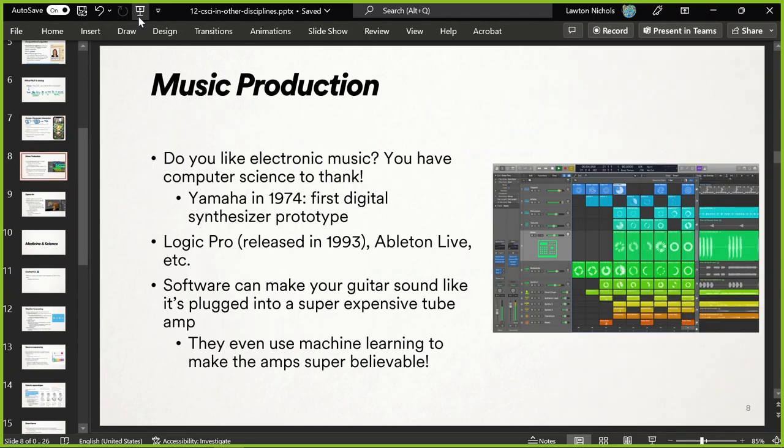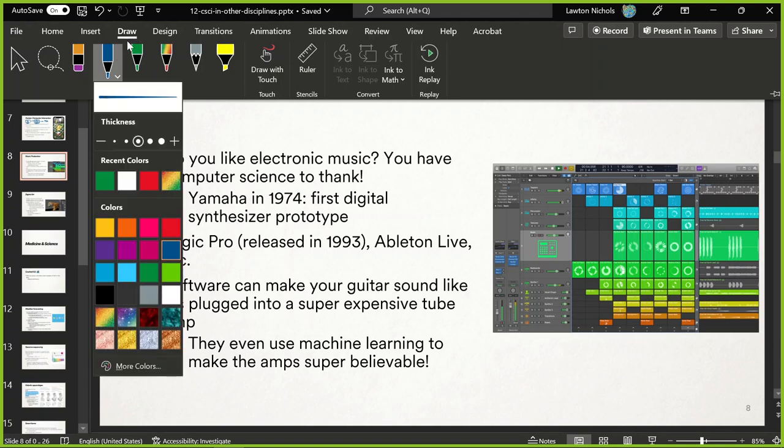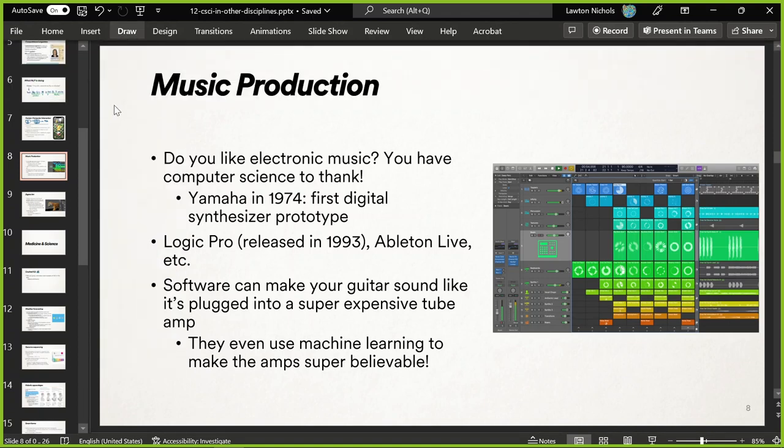The next idea, definitely art, would be music, right? Music production. So all of electronic music is thanks to a computer, right? The very first digital synthesizer was made by Yamaha, of all companies, back in 1974, and just everything's taken off since then. Now we have entire songs that are generated thanks to a computer. Everybody is mixing their songs in computer software. Nobody's using tapes anymore these days unless they're hipsters or something. Everybody's using Logic Pro, Ableton Live, all those things that maybe you've heard of, right?